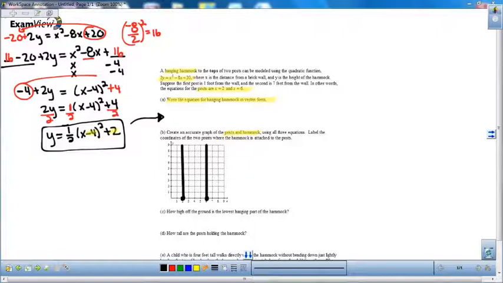So my vertex is negative 4, 2. Sorry, positive 4, 2, because we got to change the sign. And my slope is 1/2. So here's my vertex. So also your line of symmetry. And then you're going to go up 1 to the right 2. Okay, so here's your hammock.